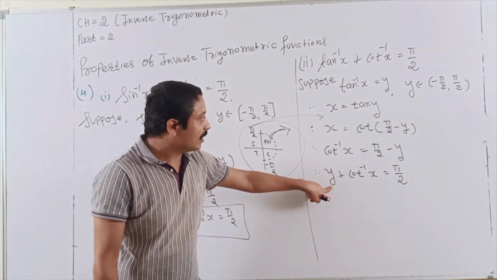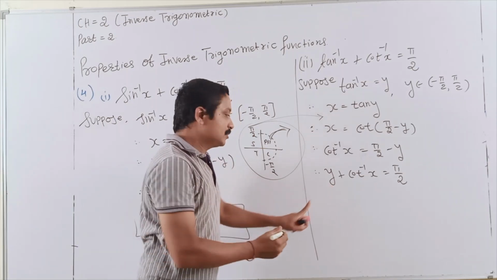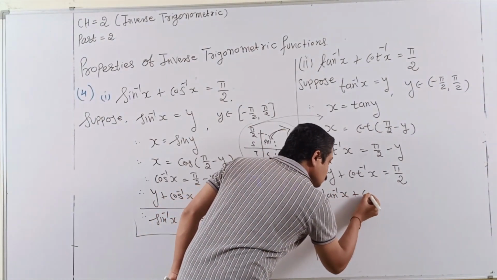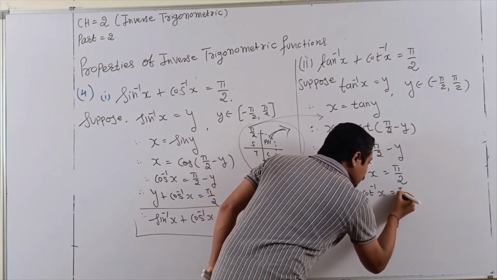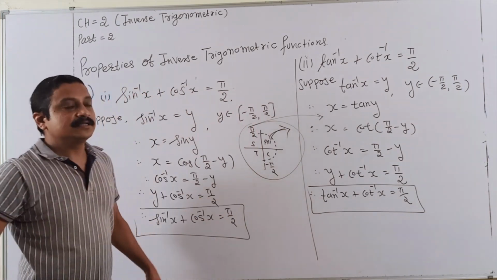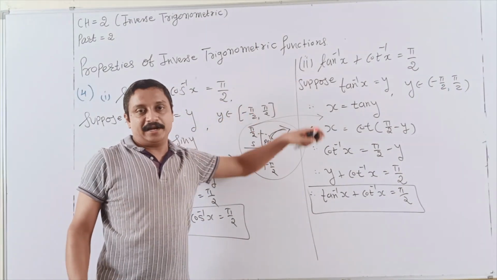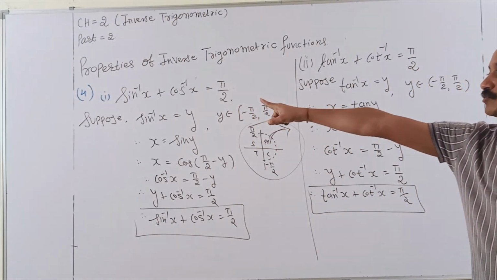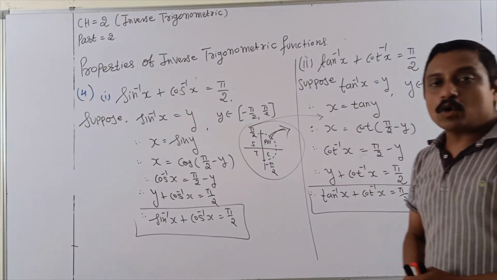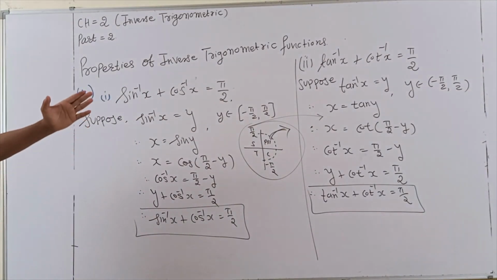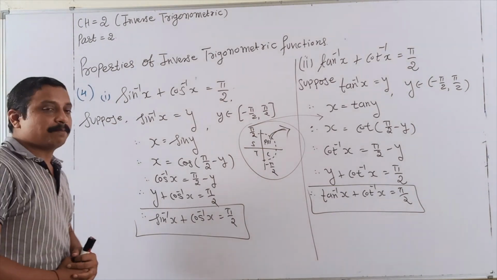Yes, over, and this y you already assumed. So put that value: tan inverse x plus cot inverse x is equal to pi by 2, and that's done for the second case also. Happily done, students. It means property number 4: the first one, sin inverse x plus cos inverse x is equal to pi by 2, and the second one, tan inverse x plus cot inverse x is also pi by 2.